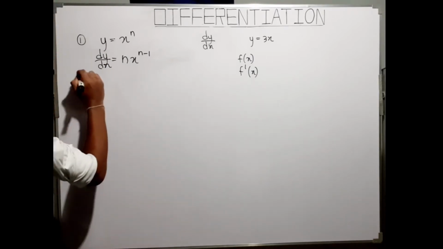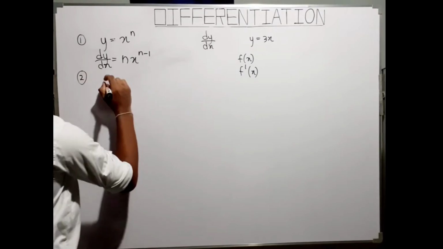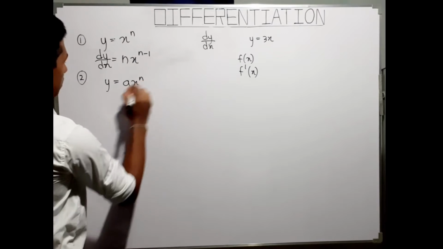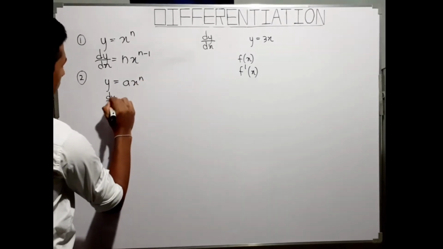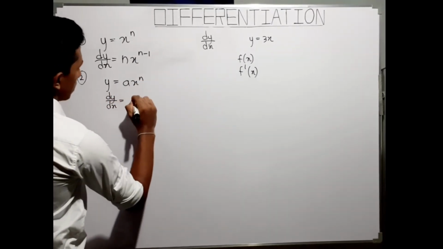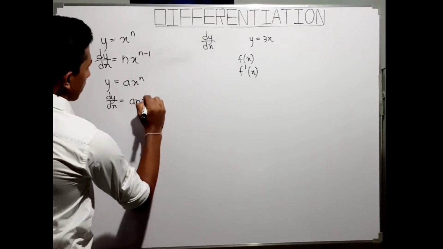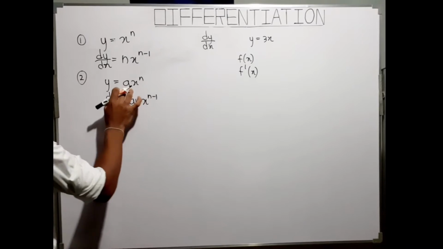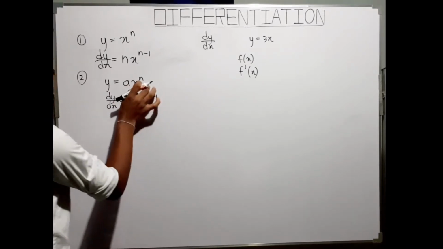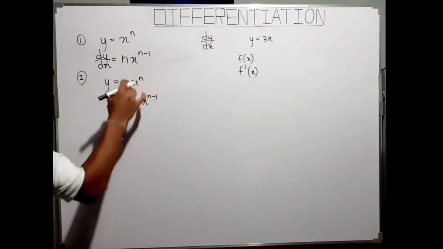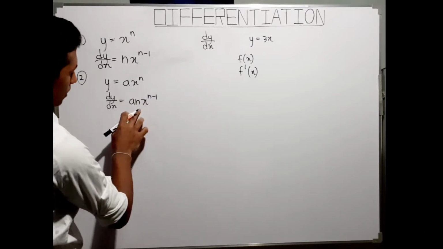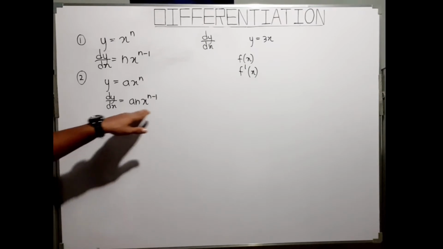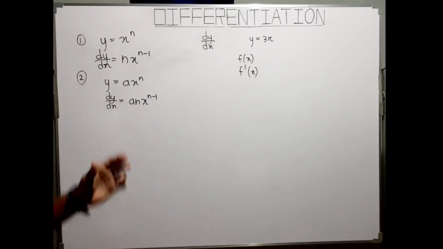The second rule you are going to learn is y is equal to a x to the power n, and dy by dx is going to be a n x to the power n minus 1. Here a is a constant, and for x to the power n it's the same thing. n comes to the front and is multiplied with a, and the power reduces to n minus 1. That's the second rule.